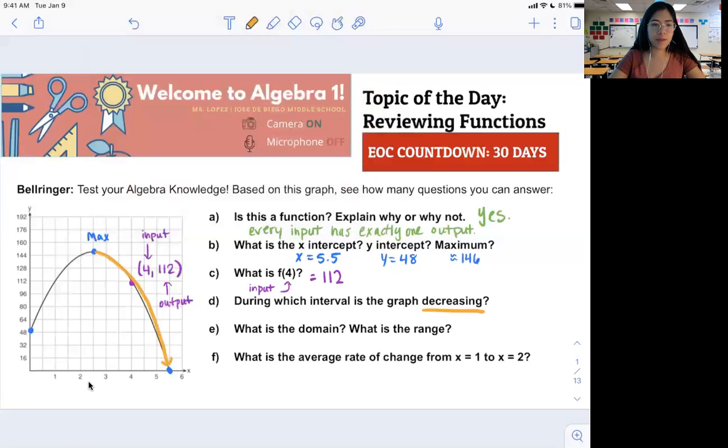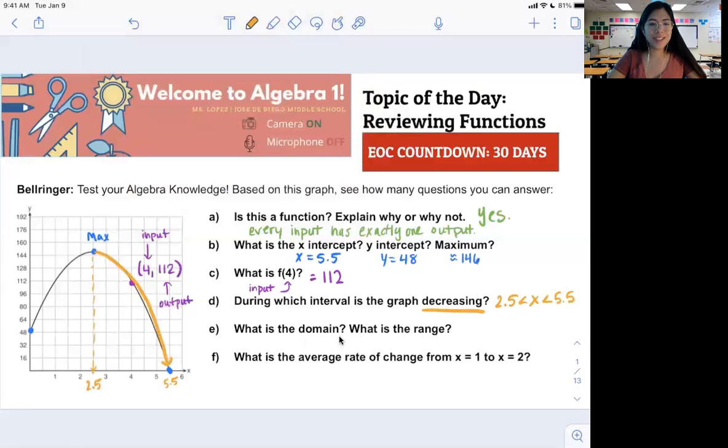But in order to answer the question, you have to look at the x values. So 2.5 to 5.5. From 2.5 to 5.5, the graph is decreasing. And we write that using an inequality. So it's going to be 2.5 is less than x is less than 5.5. Again, we will review it. So don't worry if it's something that you're not understanding yet.